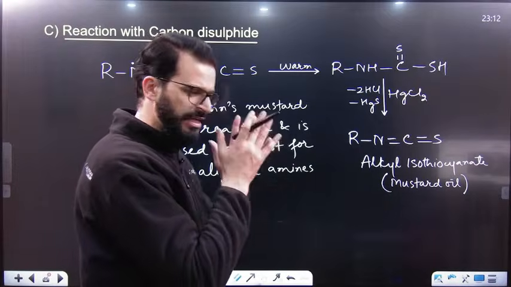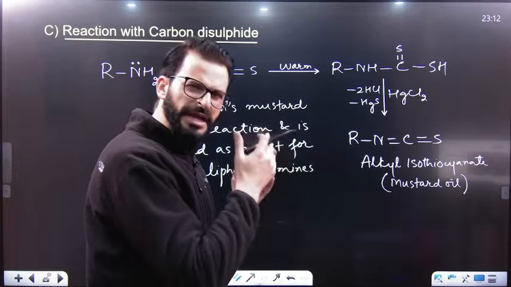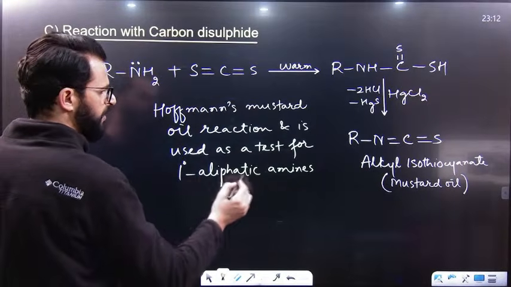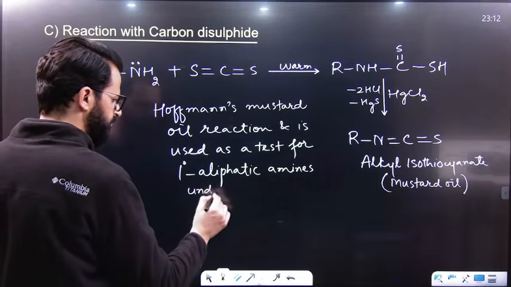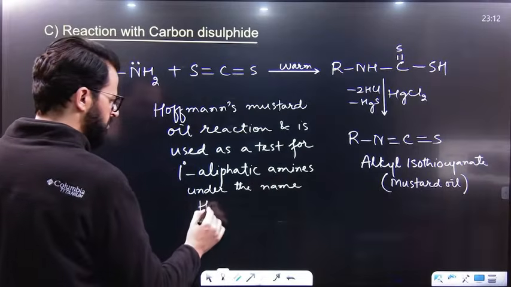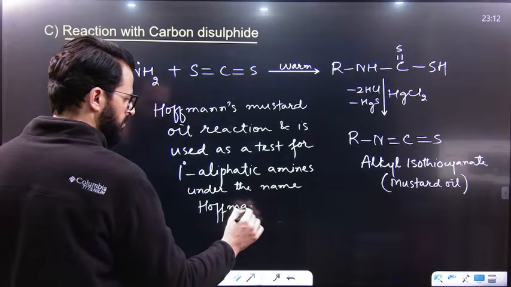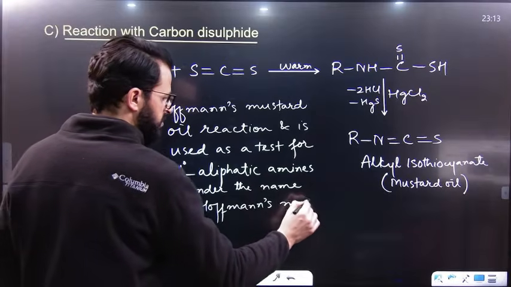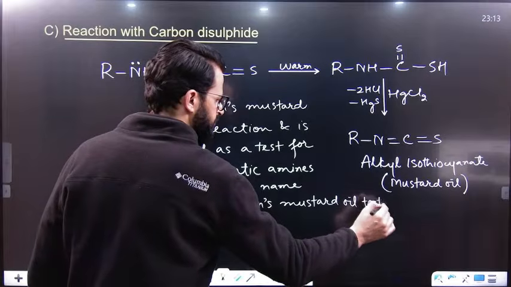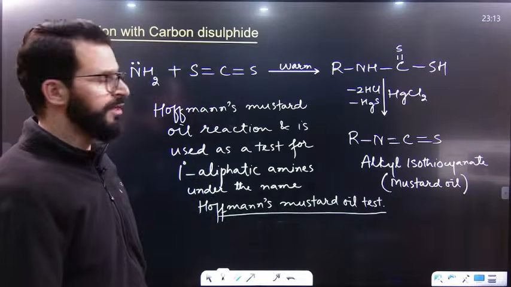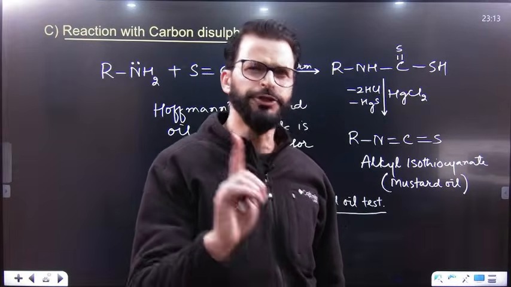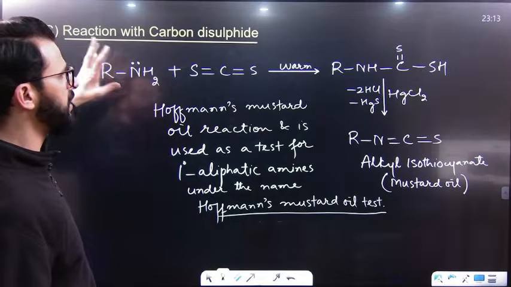So, with the help of this, we can distinguish primary aliphatic amine from the rest of the amines. So, Hofmann's mustard oil reaction is used as a test for primary aliphatic amines under the name Hofmann's mustard oil test. I hope this is clear. So, this is an important reaction because this is a test. So, you don't need to remember what will happen when this is aromatic.